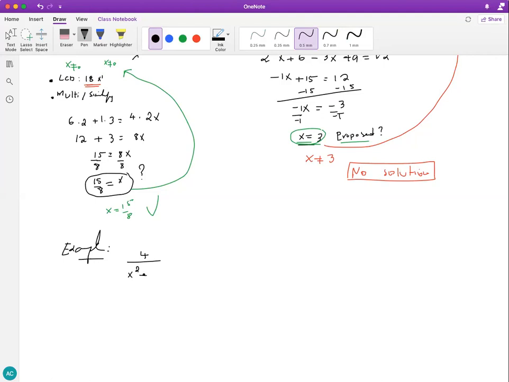X to the second plus x minus 1 over. Let me leave some space because this is going to get interesting. So minus, and finally another side which happens to have trinomials as well.